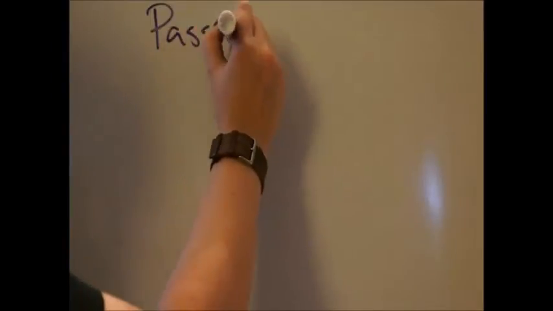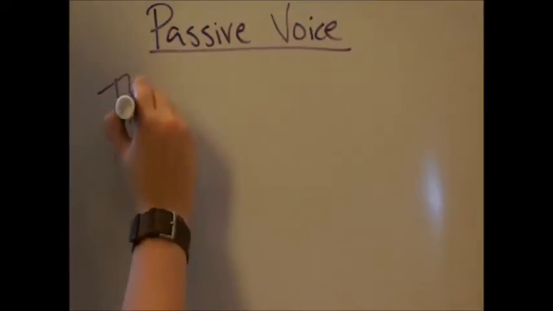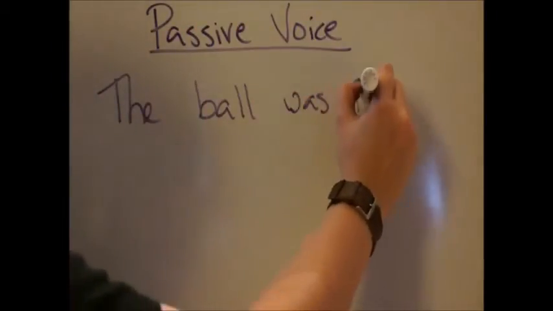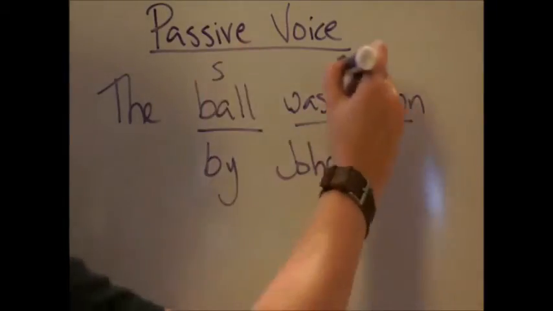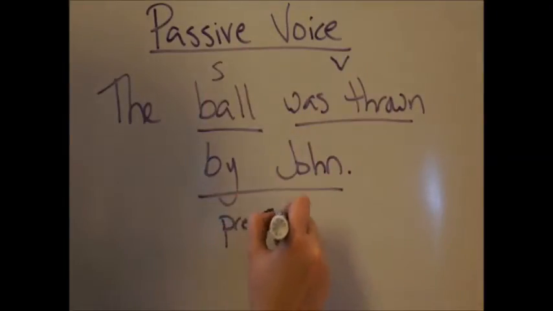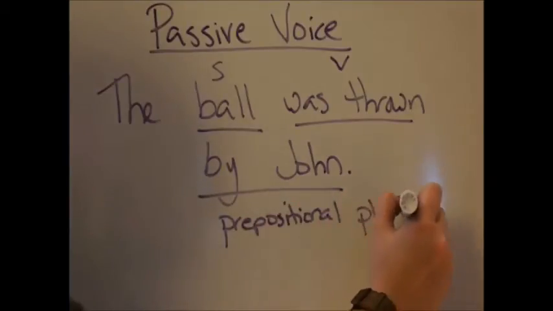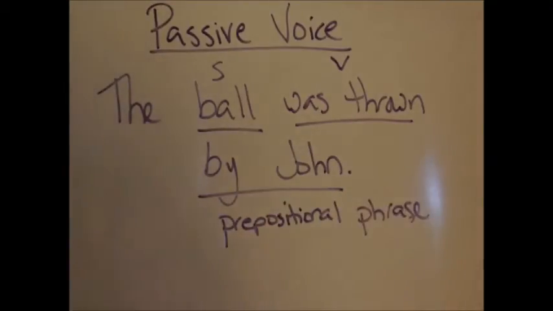Now let's compare that to passive voice. Passive voice has no motion. You end up with things like "the ball was thrown by John." So ball is your subject, was thrown is your verb, and by John is tacked on at the end there as a prepositional phrase.